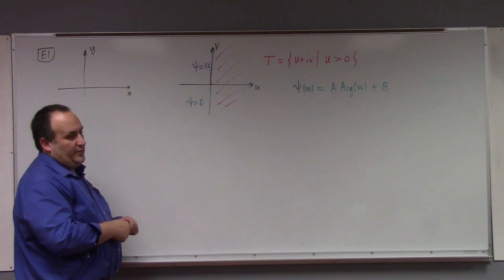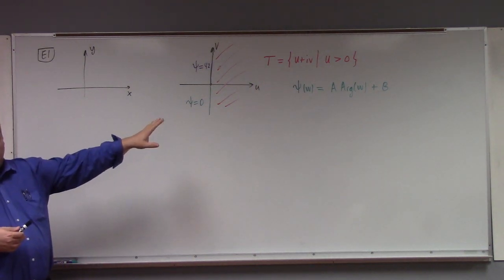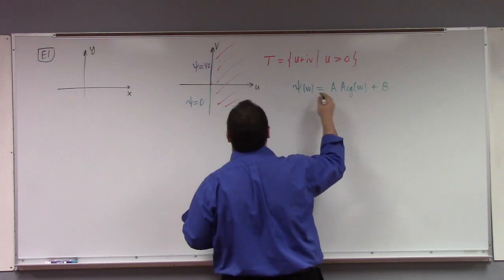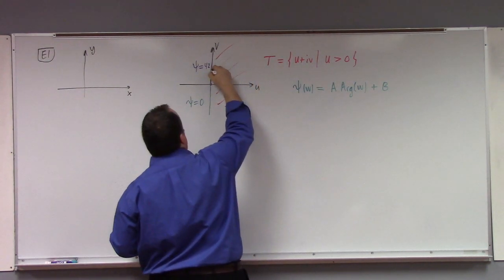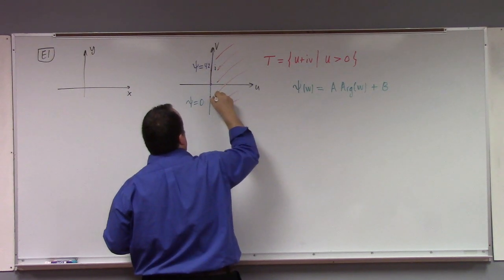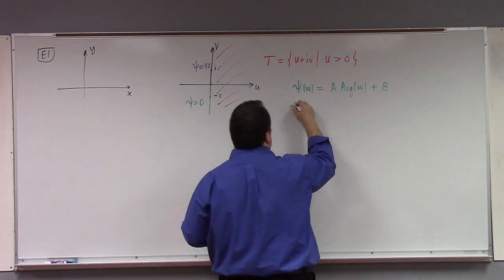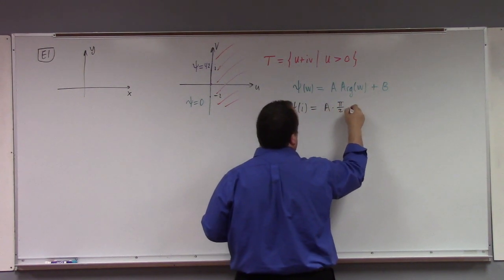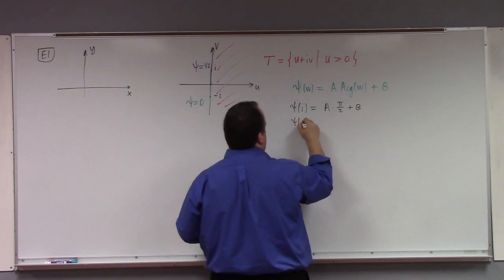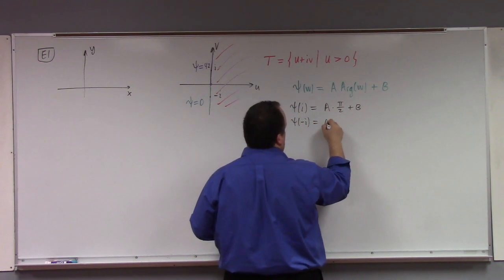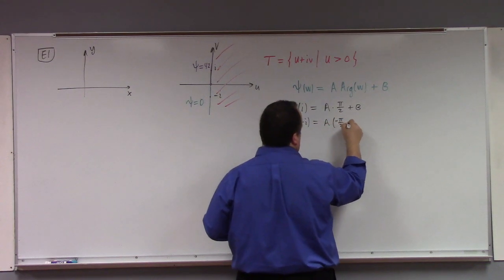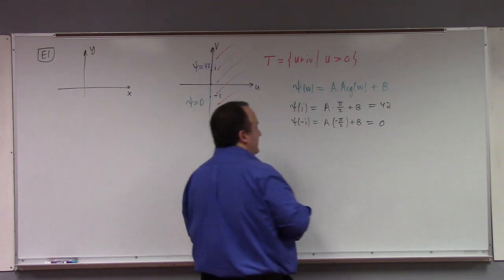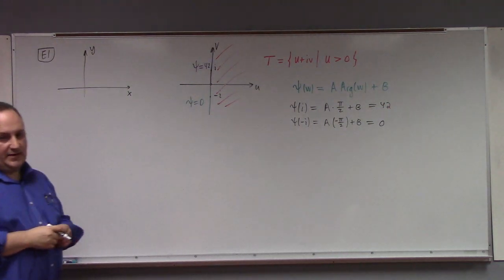So my point of all that was this was not a complex valued function. This is a real valued function. So it's a real harmonic solution if I choose. And so pick a point. How about i and minus i, right? So psi of i is equal to a times pi over 2 plus b. And psi of minus i is what? a times minus pi over 2 plus b, right? Now this is equal to 42, and this is equal to 0. Why? Because you guys said so, right?